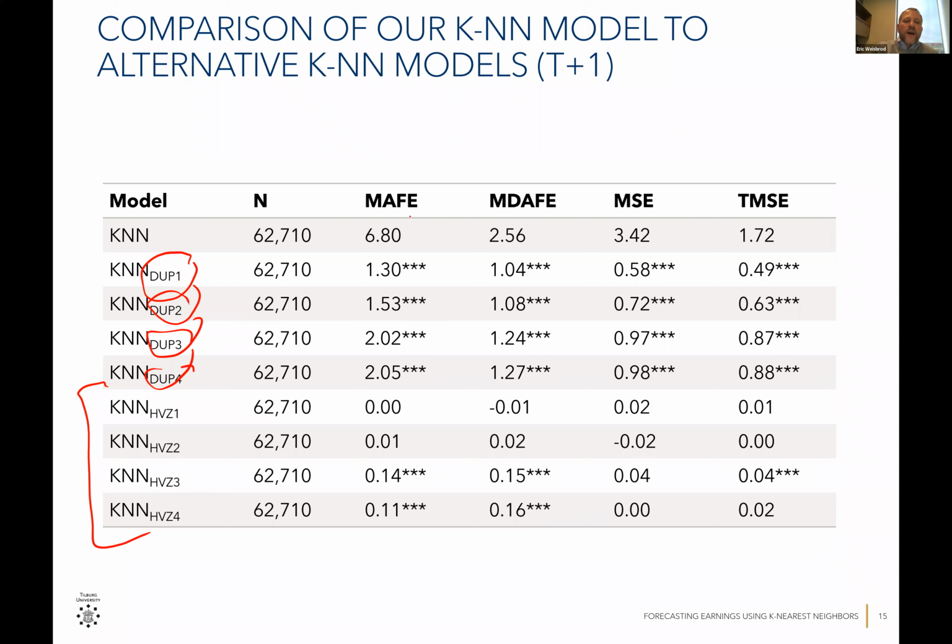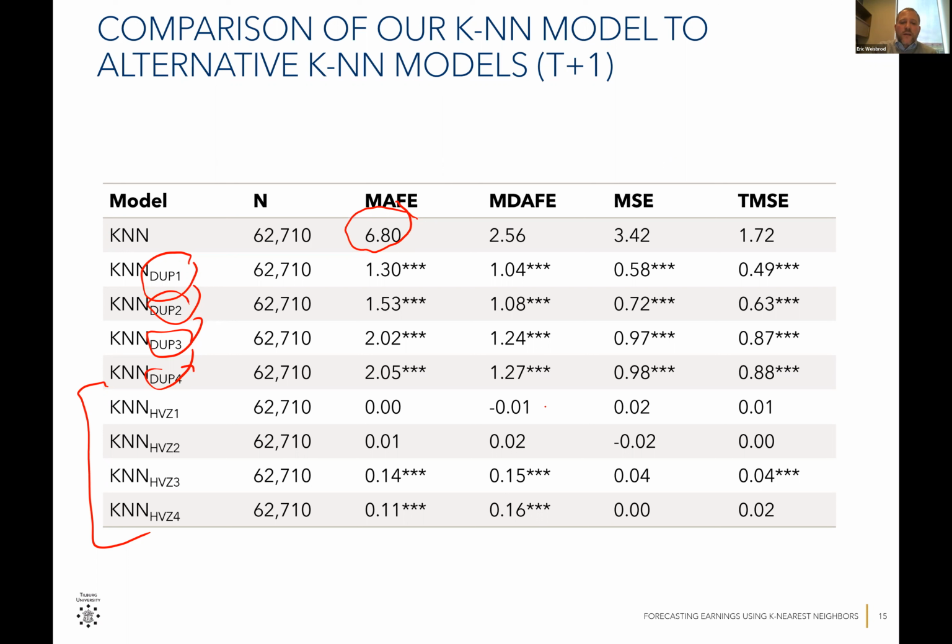In the first row, we have the actual mean absolute forecast error of our model, and this is scaled by market value of equity, and then it's in percent. So this is like 6.8% of market value is the mean absolute forecast error. And then after this, these are differences between our optimal KNN model and the comparison ones. Positive numbers here mean larger errors, and if it has stars, it's a significantly larger error. So more accurate would be a negative number.